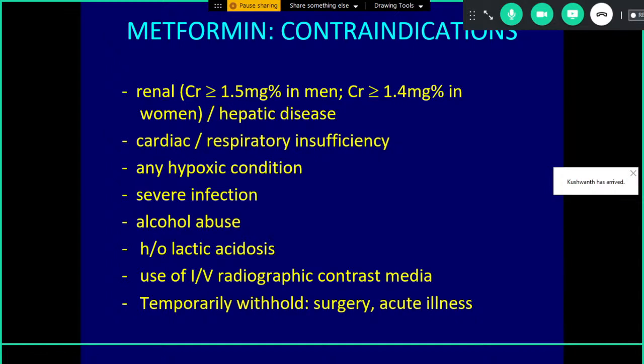Use of intravenous radiographic contrast media in large amounts, so somebody going through a coronary angiogram, is a contraindication. If you're undergoing surgery tomorrow, definitely don't have your tablet in the morning. Some people used to say that you need to withhold metformin from 24 hours before. Over a period of time, we've become more brave, and we continue metformin not uncommonly till the night before surgery, but then definitely not on the day of the surgery, because general anesthesia with metformin can be, again, a disaster. These are all situations where you can have lactic acidosis with metformin.